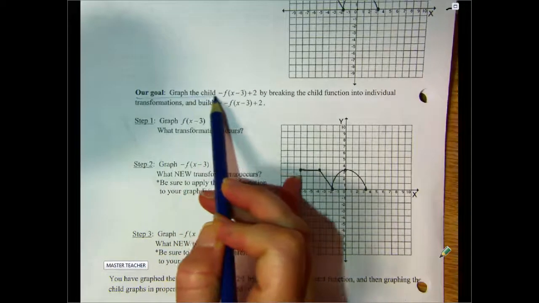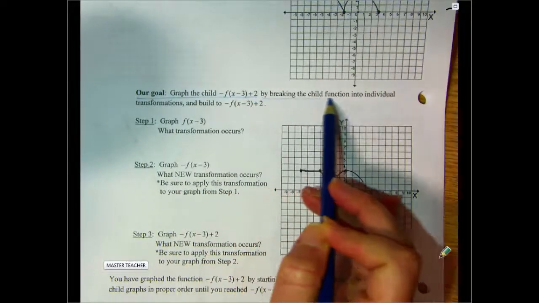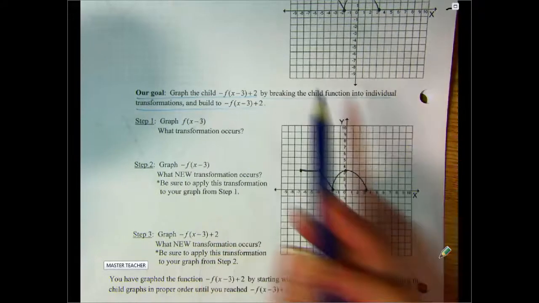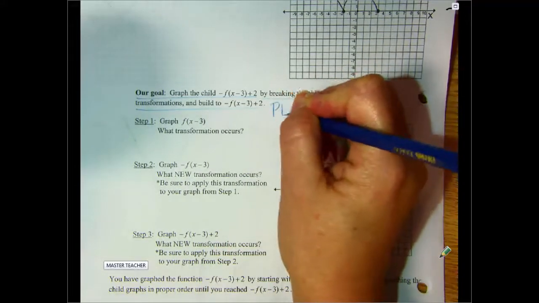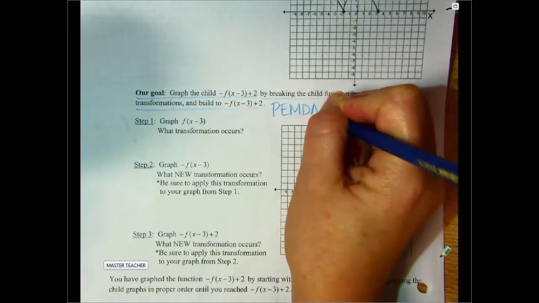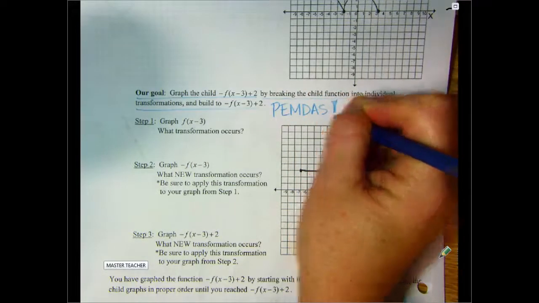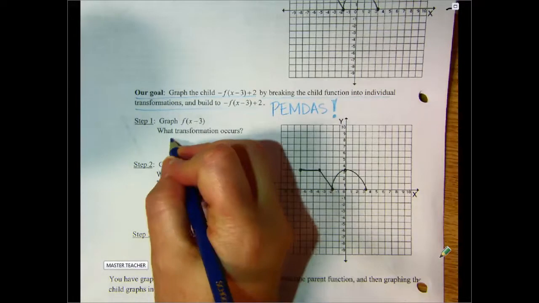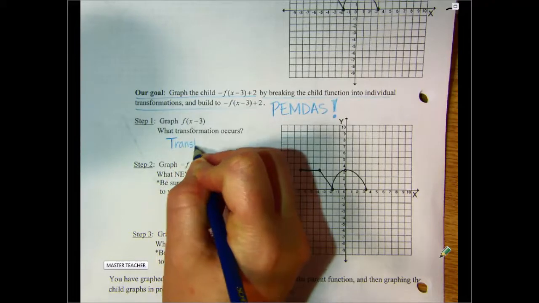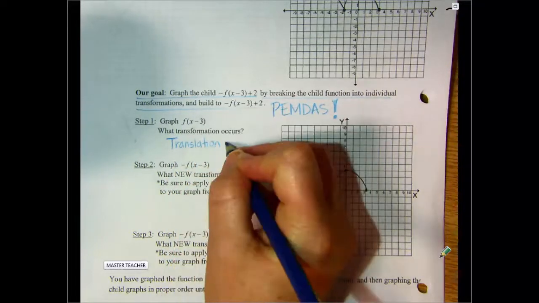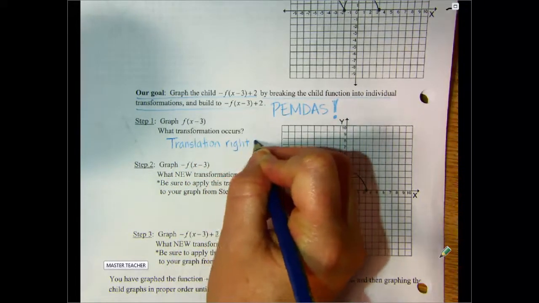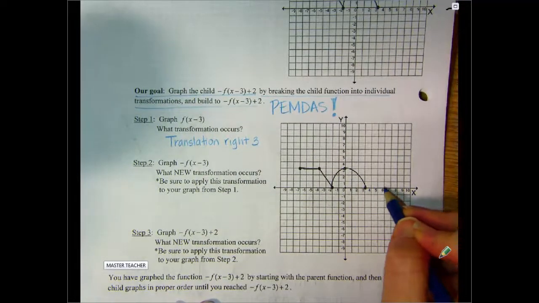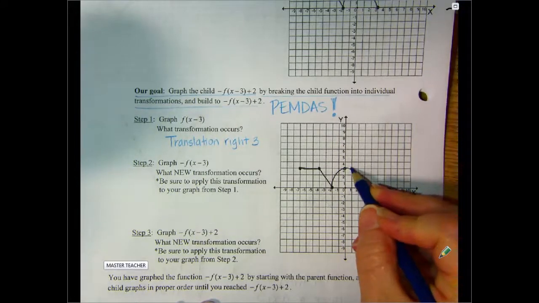Our goal is to graph that child, negative f of x minus 3 plus 2, by breaking it into individual segments. So the first thing you're going to do is graph the f of x minus 3 part by following PEMDAS. When we look at that, hopefully by now you have noticed that it's a translation to the right 3 units. So you take all the points that you can tell are obvious on your new function and move all of them to the right 3 units.